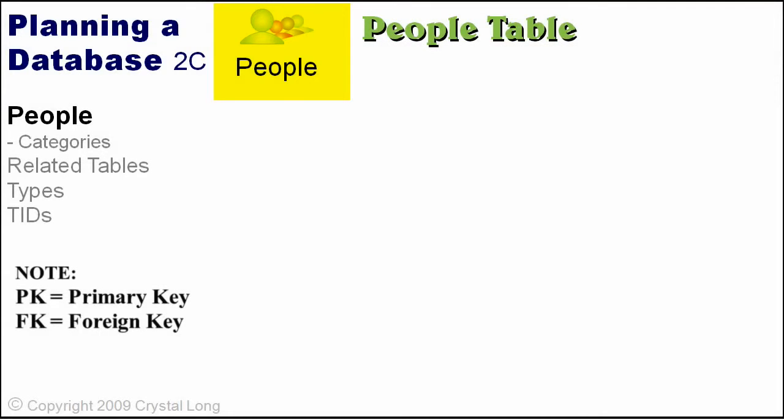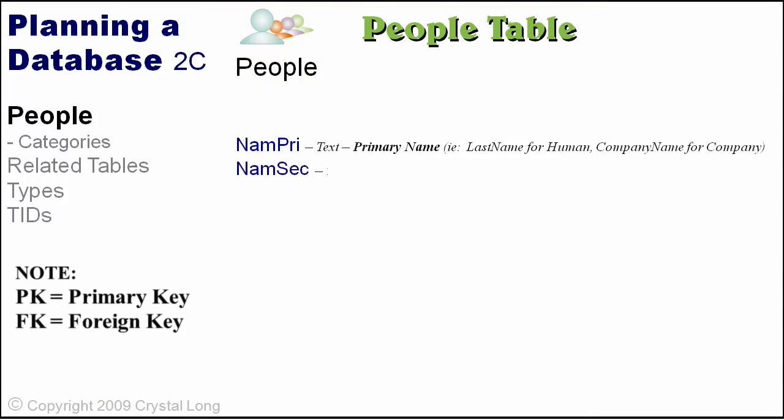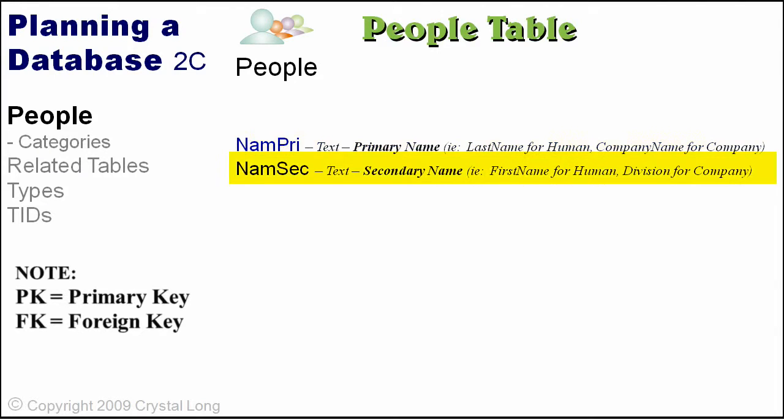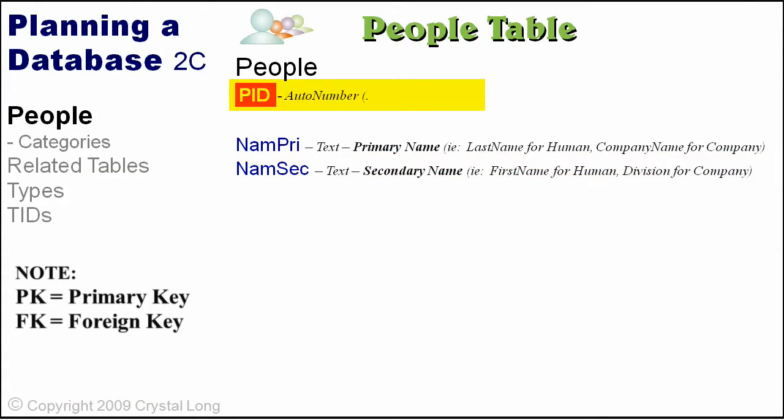Our people table needs to be flexible enough to accommodate humans and companies. The first thing we need is a place to keep track of the primary and secondary names. Name pri will be the last name for a human or the company name for a company. Name sec will be the first name for a human and, if applicable, the division or DBA or subsidiary for a company. The primary key of this table will be an auto number field called PID.